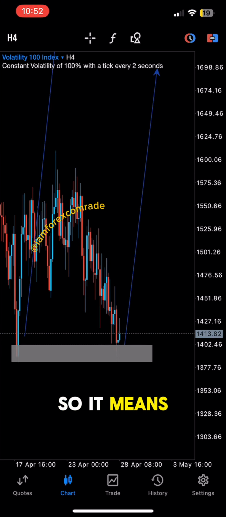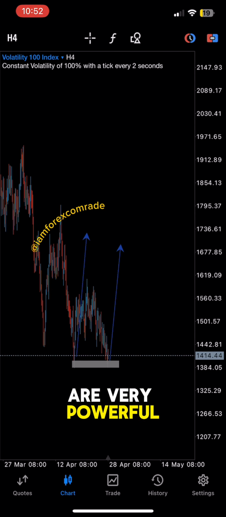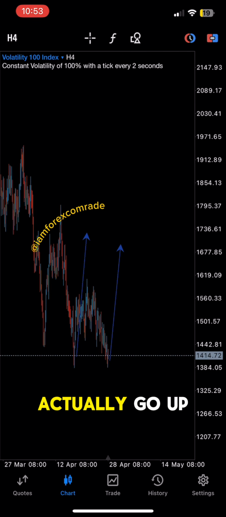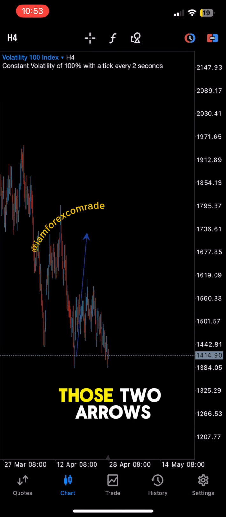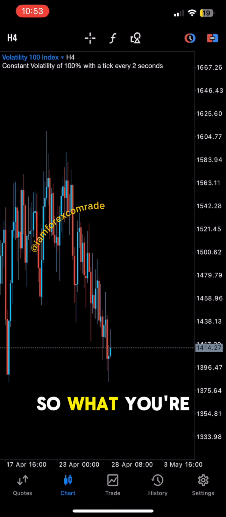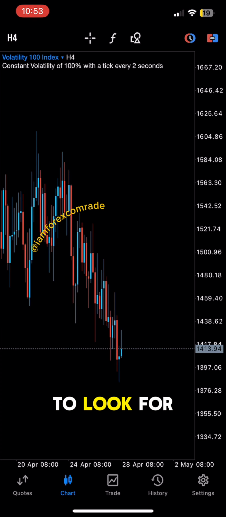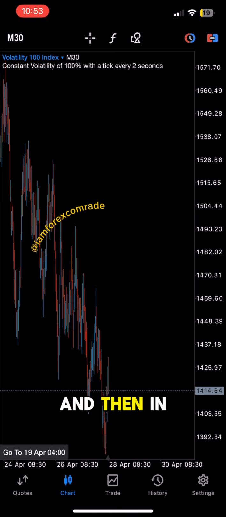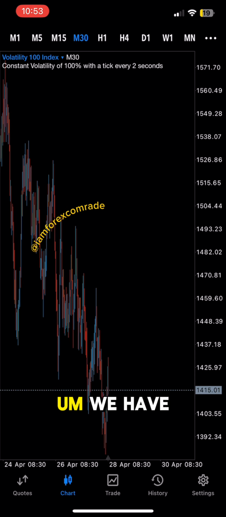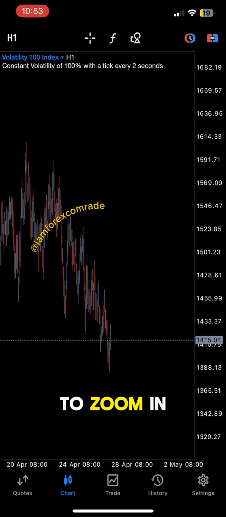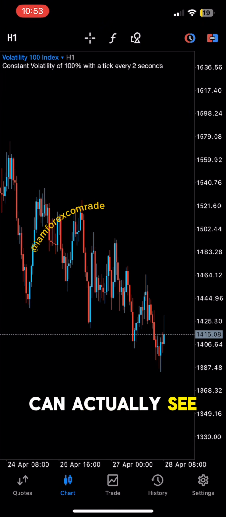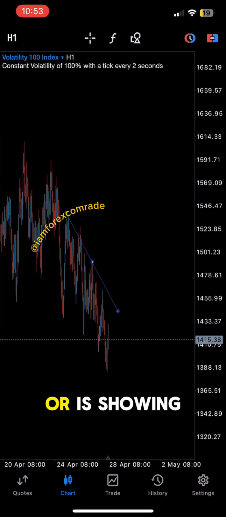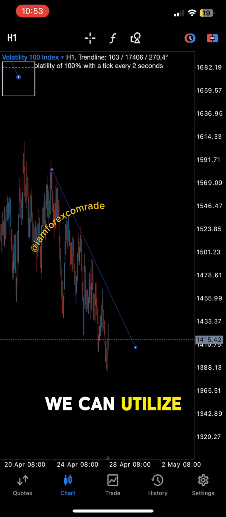As you can see, at this point the market is currently at the price where it went up, so it means that the bulls at this point are very powerful. The chances are it might actually go up again as marked by those two arrows. So what we are going to do is look for a confirmation so that we can see if the market is truly going to buy. And then in the 30-minute time frame, we have to zoom in so that we can actually see if the market is trying to tell us anything or is showing any pattern that we know and also that we can utilize.